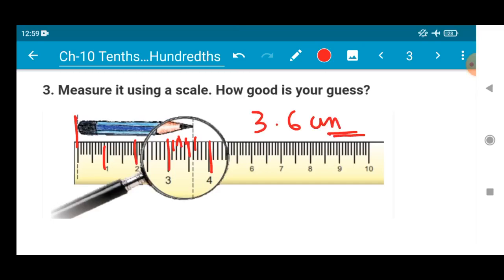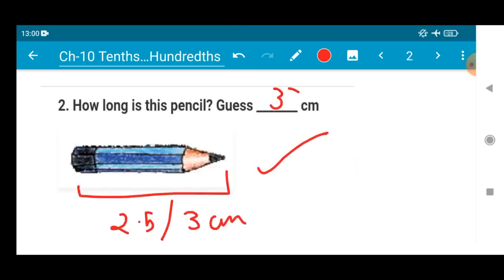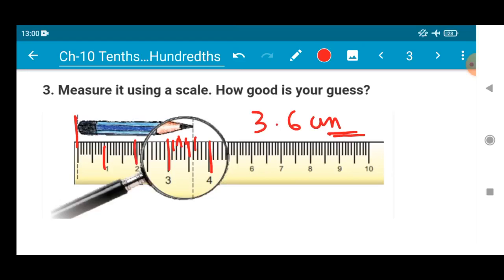And is your guess correct? Not properly. I have said that my guess was 3 centimeter. My guess is not appropriately correct, but almost it is correct. Around 2.5 to 3 was my guess. So it is appropriately correct, not absolutely correct, but it is touching the exact answer, right? So that is why the answer is 3.6. I hope you understood how to measure it.